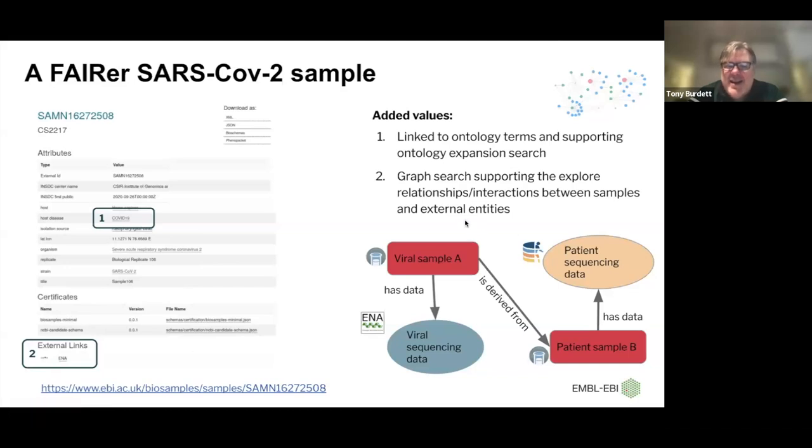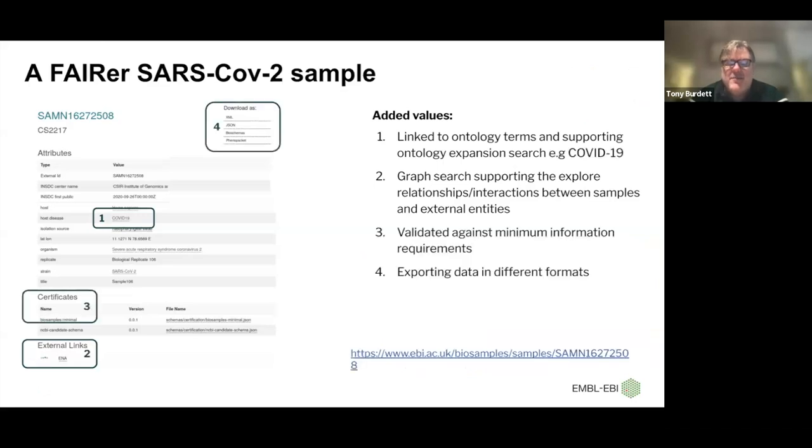Then the linking. This little graph shows the idea of saying, okay, I've got a viral isolate sample A, which has viral sequencing data in the ENA database. That viral isolate was taken from a patient, and that patient has sequencing data or genotyping data that might be stored in the EGA database. And I can start to understand these host pathogen interactions in this scenario.